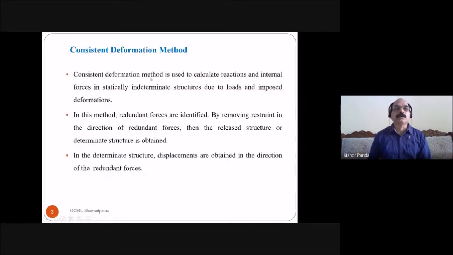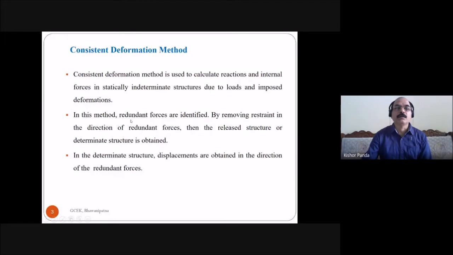So what is the consistent deformation method? The consistent deformation method is used to calculate reactions and internal forces in statically indeterminate structures due to loads and imposed deformations. So using this method, you will find out the reaction or internal forces in a statically indeterminate structure due to loads and due to the imposed deformation.